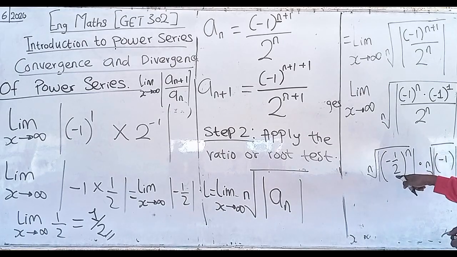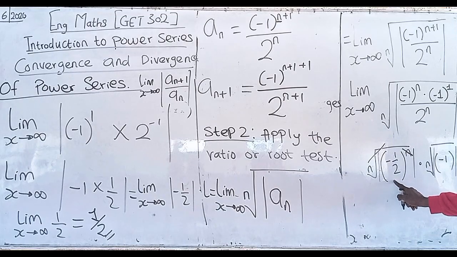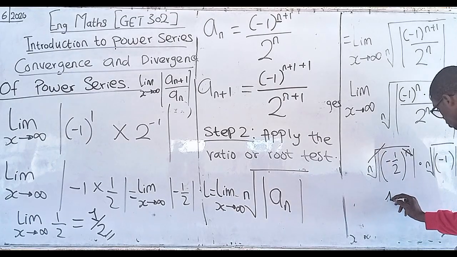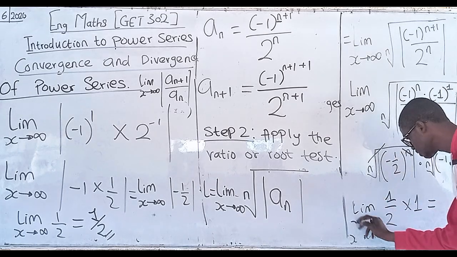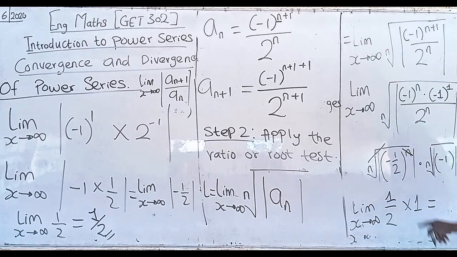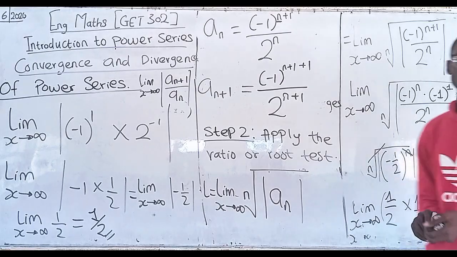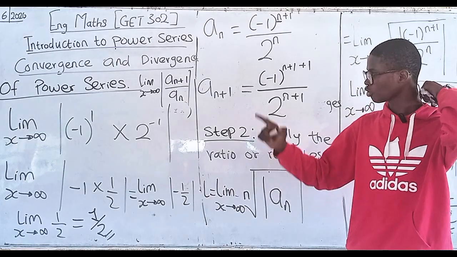So we can have the absolute value of half, cancelling this. The absolute value of half will still give you half, right? If we take the absolute value of this minus 1, it will give you 1. The nth root of 1 will still give you 1, which will give you the limit as s approaches infinity of half, which is still 1 over 2. It's still the same answer. So that's it for convergence.